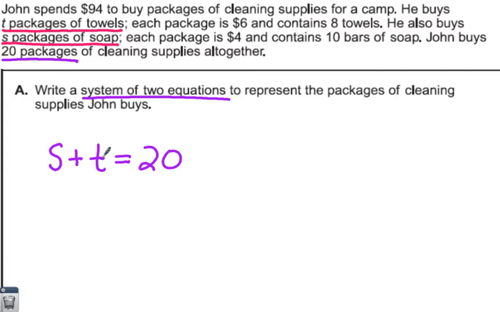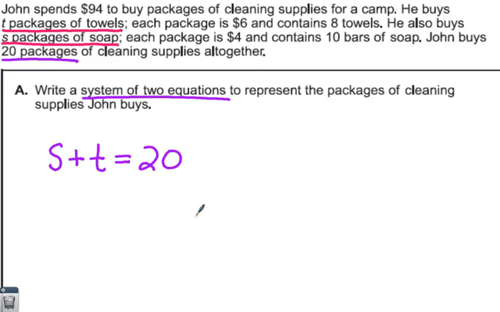Anyway, that's the first equation, okay? Because the number of packages of soap, whatever it is, plus whatever number of packages of towels, whatever that's going to be, we just know that they're going to add together to equal 20 total packages all together, okay?